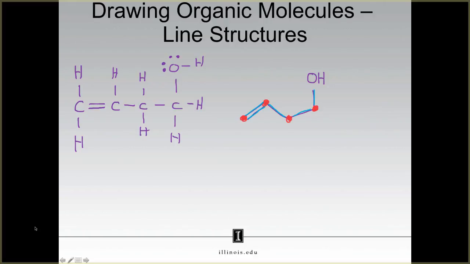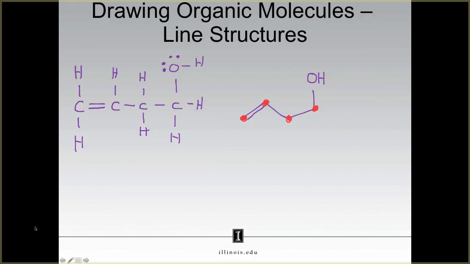So in a line structure, every line corresponds to a bond. If you have 2 lines, you have a double bond. If there are 3 lines, you would have a triple bond. You may have noticed how the line structure is significantly less cluttered than the original structure I drew on the left. This is because we have not drawn in the hydrogens.